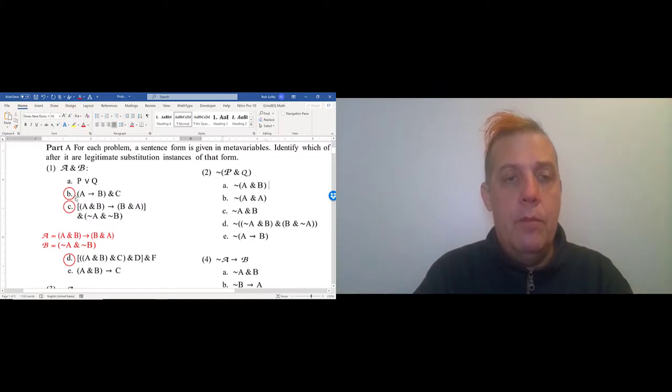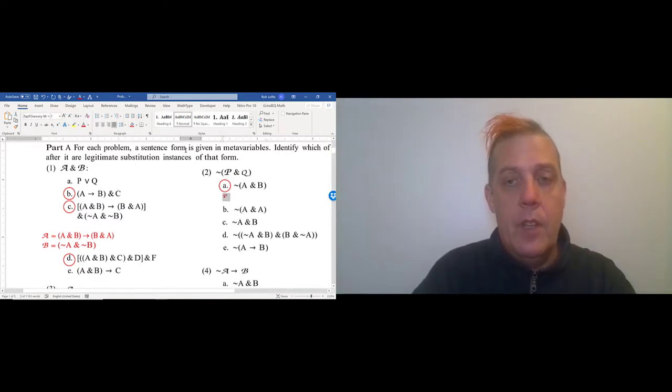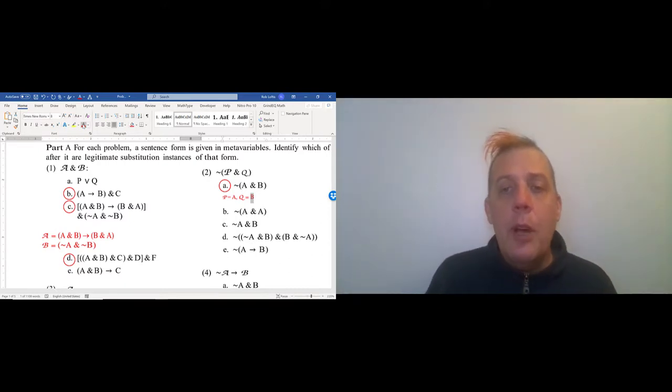We'll put a circle there, and then I'll just put a little note to make this clear. That script P, make this smaller and red. Script P is equal to A, and script Q is equal to B. All right, now what about the next one?